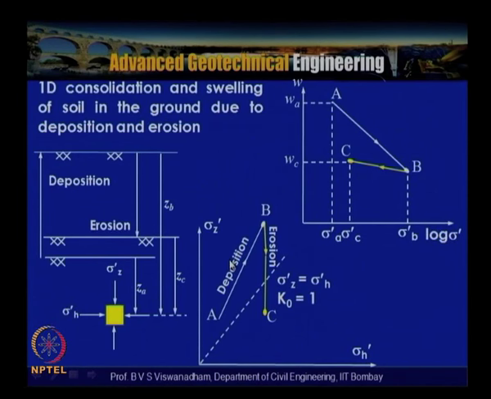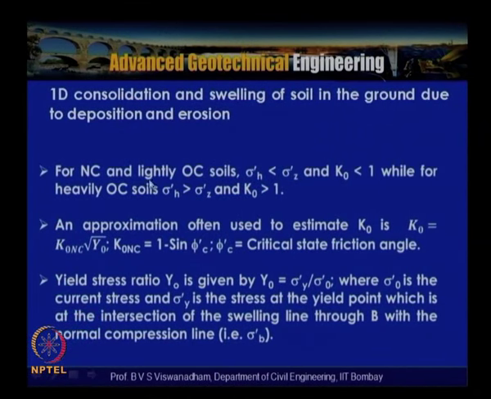For some heavily over consolidated soils, because of the stress locking which can take place, they exhibit very high K₀ values. Sometimes the K₀ value can go up to 3. So what we are discussing is that for normally consolidated and lightly over consolidated soils, the horizontal stress σ'_h is less than the vertical stress and K₀ is less than 1, while for heavily over consolidated soils, σ'_h is greater than σ'_z and K₀ is greater than 1.